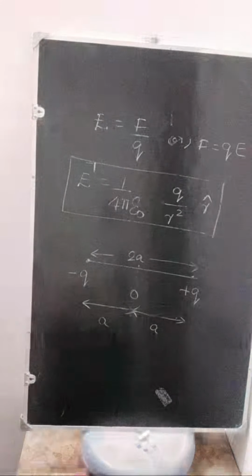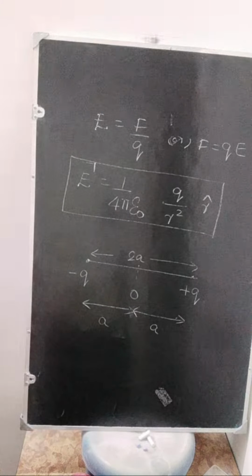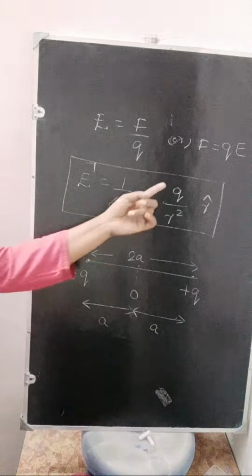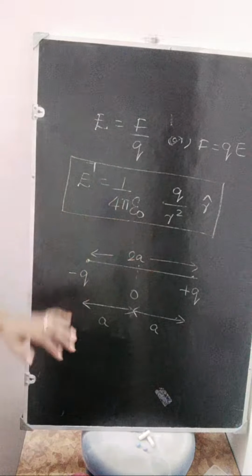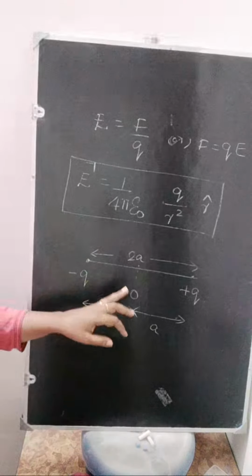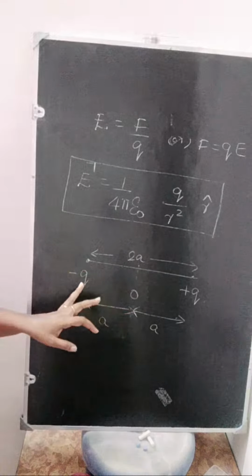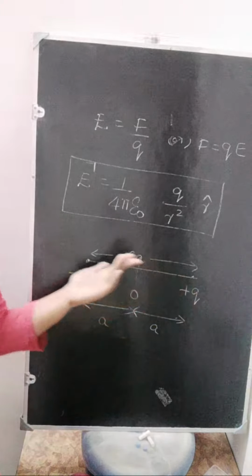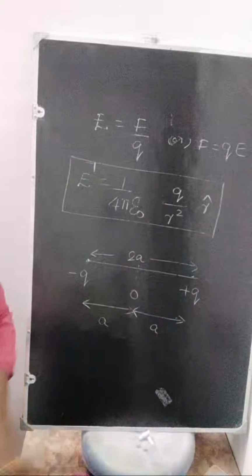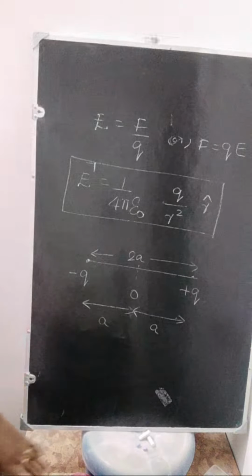So E vector is equivalent to 1 by 4 pi epsilon naught q divided by r square, which is the electric field formula. And the other one is, what is a dipole? Two charges which are equal and opposite and separated by the distance 2a is known as the electric dipole.